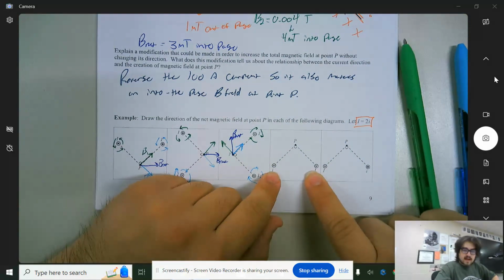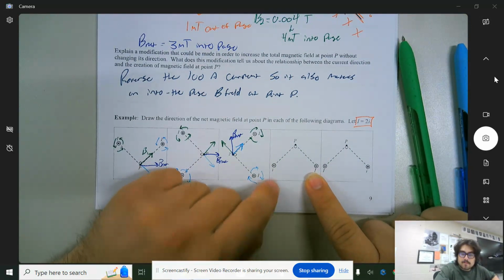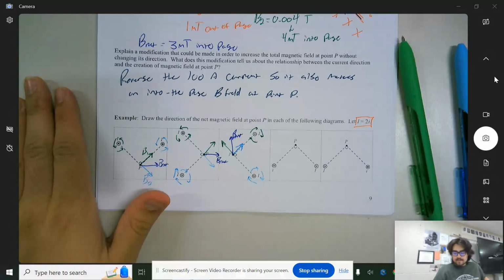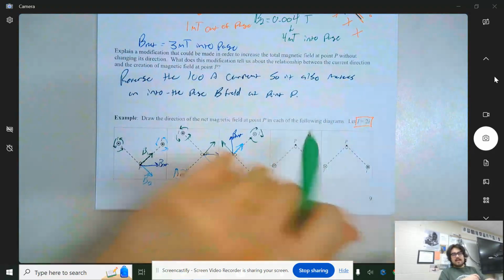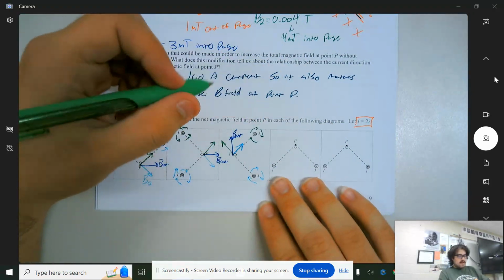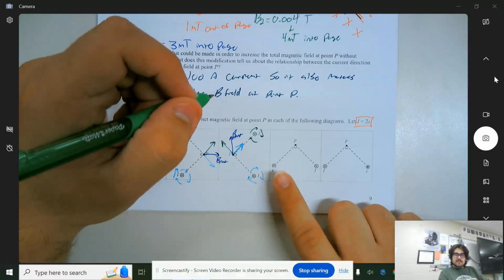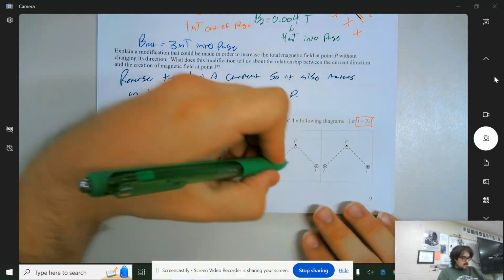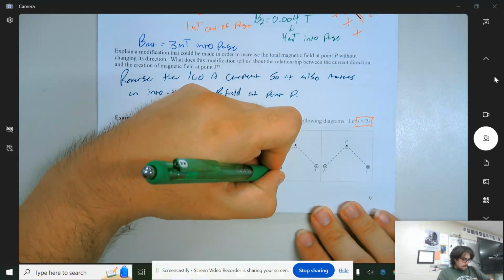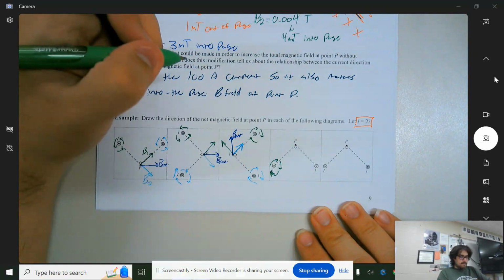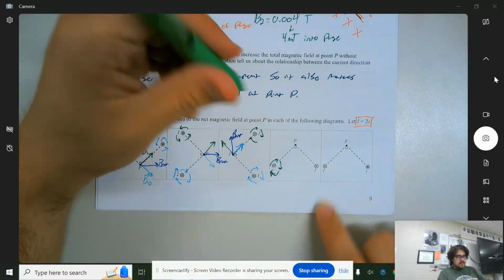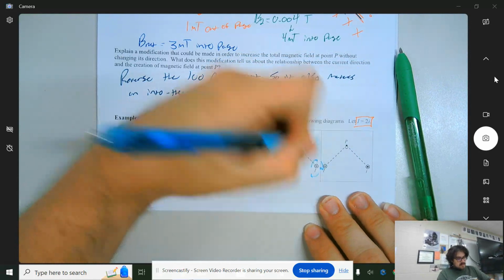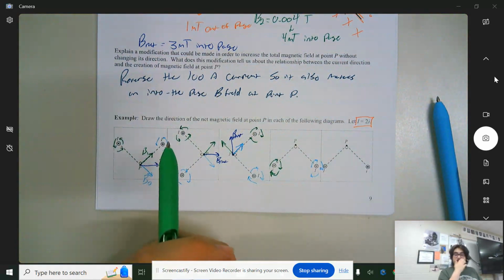Now here we have both going into the page, but this one on the left, which you can barely see, is actually lowercase I, so this is going to be weaker. So what's going to happen is you're going to have just a little bit of magnetic field from the left wire and a lot more from the right. Into the page means clockwise. And into the page here also means clockwise. Now, there's going to be a lot more influence from the blue wire than the green.